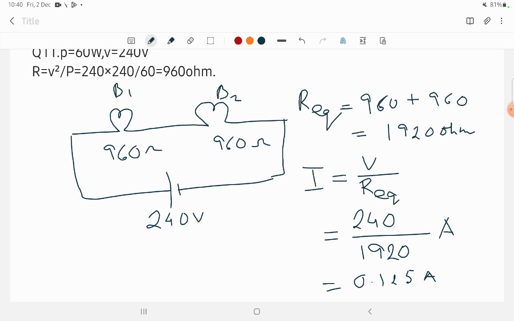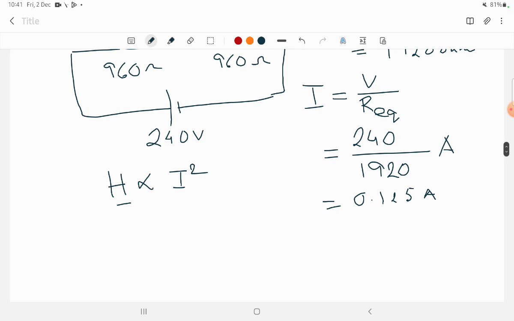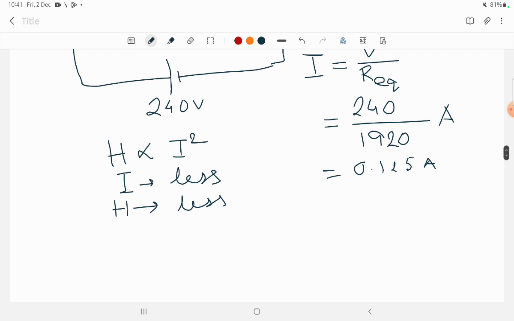So the current passing through the bulb will be less, so heat energy produced will also be less, so each bulb appears less bright, because we know that H is directly proportional to I square, Joule's law. So current I less, so H will also be less, so brightness will be less. Okay, next.